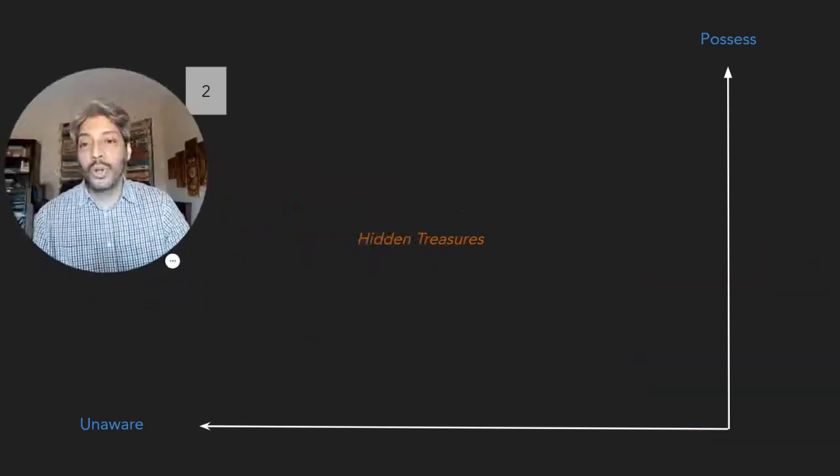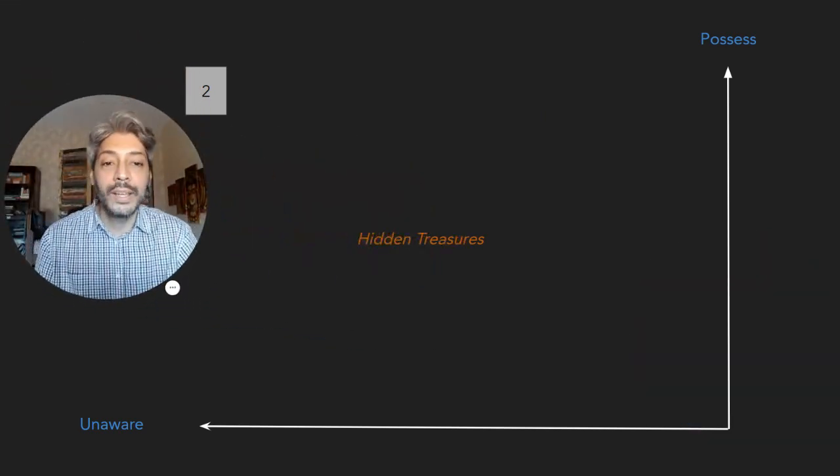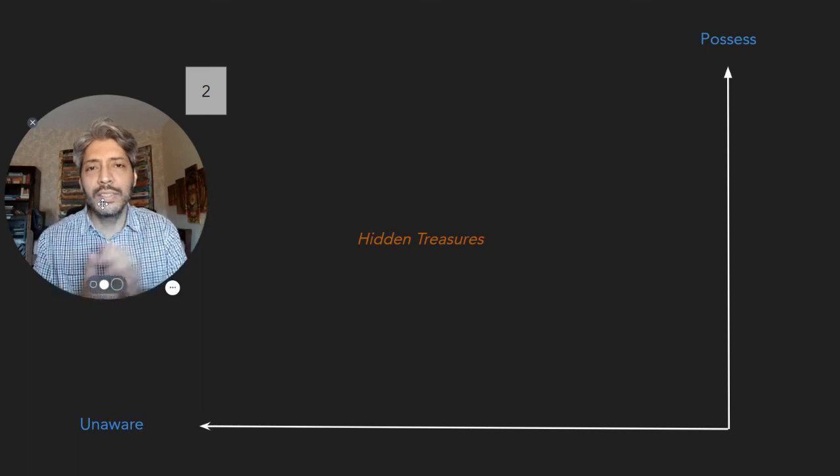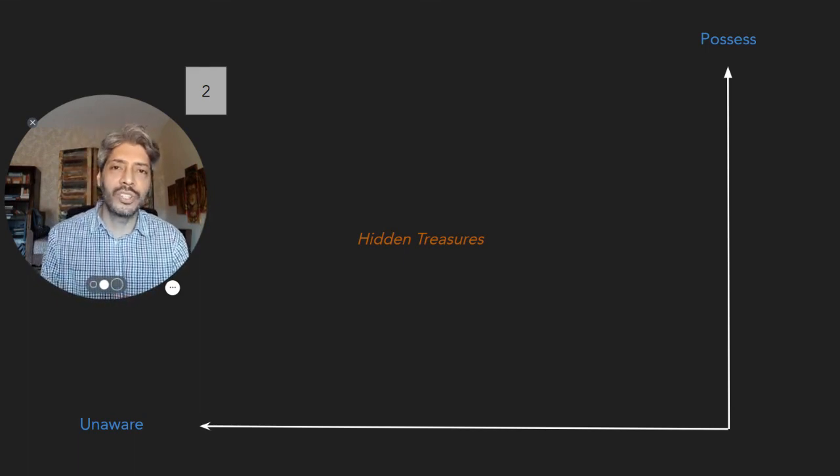Now let's go to the second quadrant, right? This is the quadrant which I call hidden treasures.